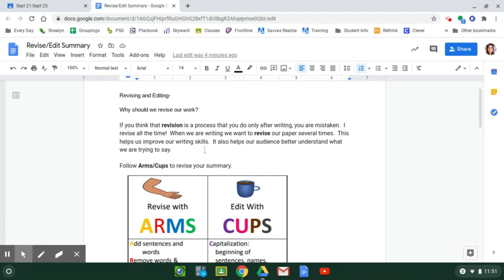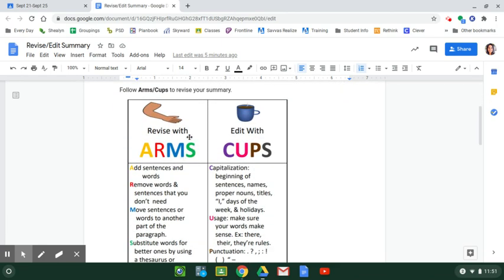Okay, so how do we revise? What steps do we use? So you can follow the arms and cups to revise your summary. So let's look at what arms is. We revise with arms and we edit with cups. So arms is an acronym for adding sentences, A for adding sentences and words.